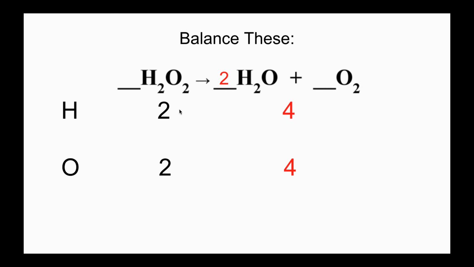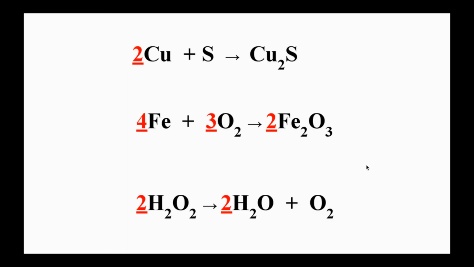And look at this. Now I have 2 on the reactant side and 4 on the product side. So I need to multiply this number by 2 right here. I also have 2 oxygens on the reactant side and 4 on the product side. So I also need to multiply that by 2. So since they're in the same compound, all I do now is put a 2 in front of that, and my hydrogens are balanced and my oxygens are balanced. So there's the answers to all of the ones that we just balanced.